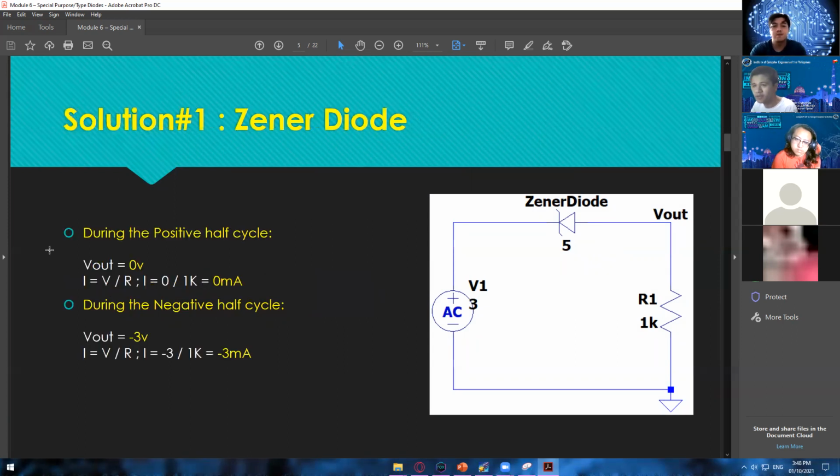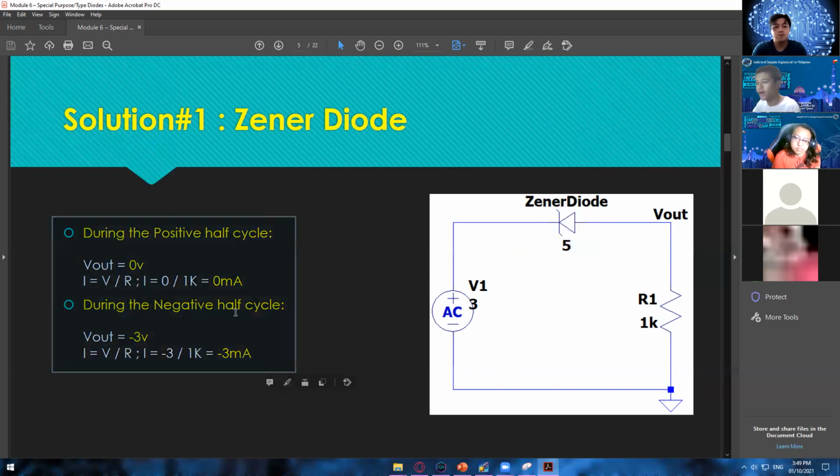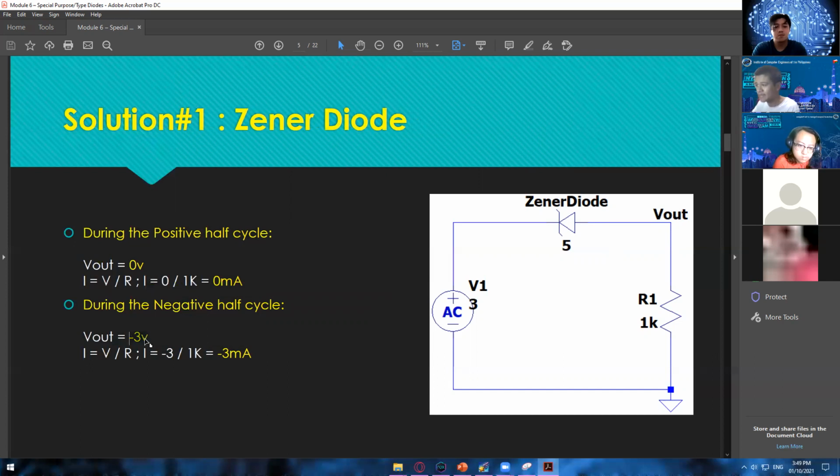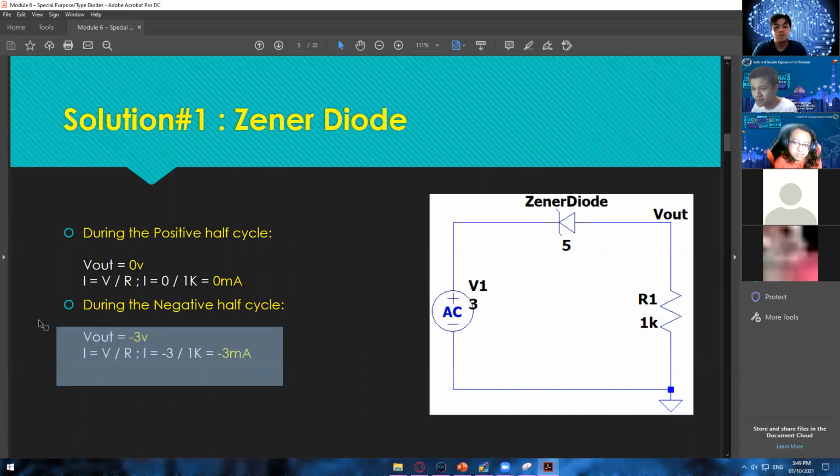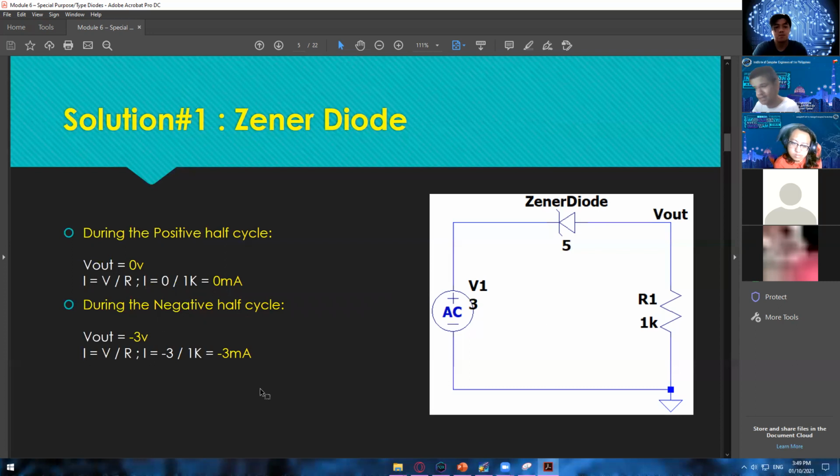Anyway, just to show you guys the solution. During the positive half cycle, it's completely reverse bias, so there is no output and no current. Okay, and then during the negative half cycle, negative to negative and positive to positive, so this will function as a forward bias. So we now have an output of negative 3 volts, and for the current we have negative 3 milliamps. So just apply Ohm's law, and then you'll be able to get the voltage output and the current.